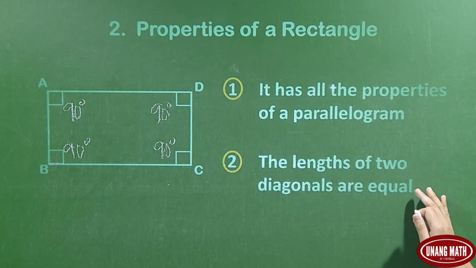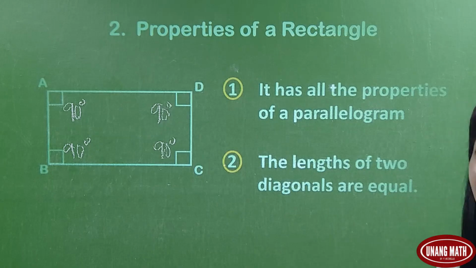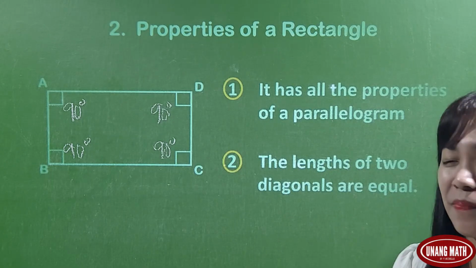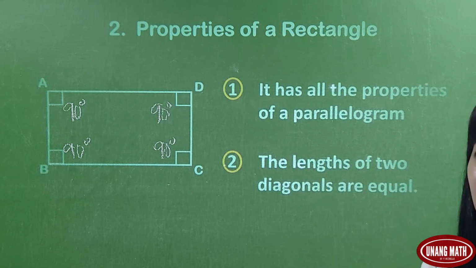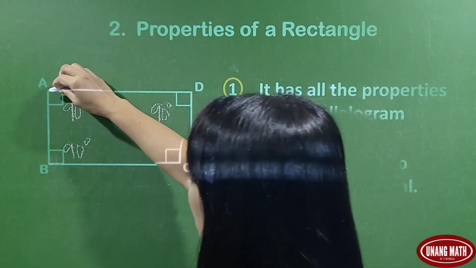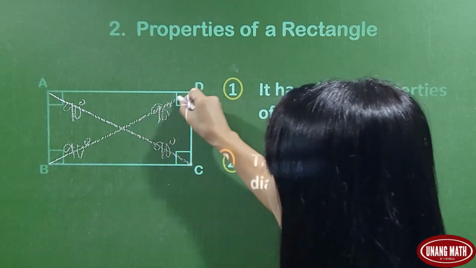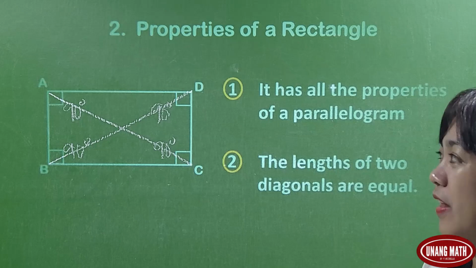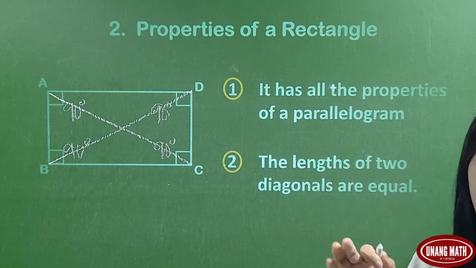What about the second property? According to this one, the lengths of the two diagonals are equal. Let's prove that the lengths of the two diagonals are equal. If we draw the two diagonals, this is our first diagonal and second diagonal. These two diagonals are of equal length.